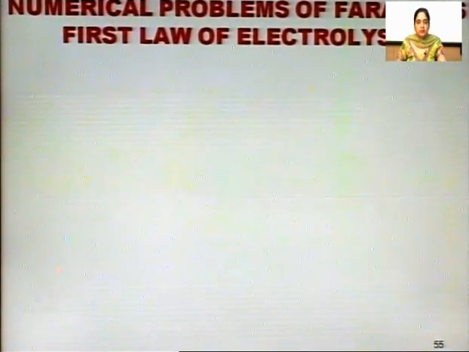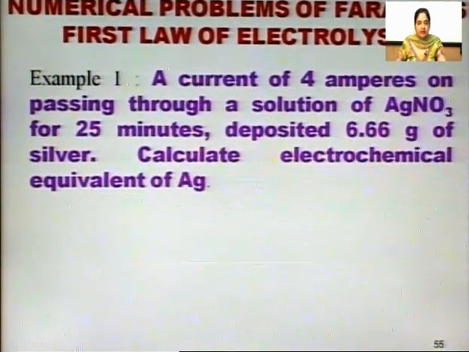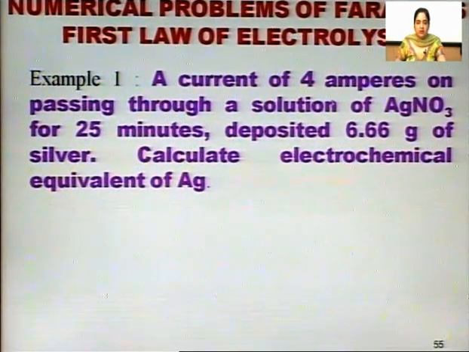Numerical problems of Faraday's first law of electrolysis. First example: a current of 4 amperes passing through a solution of silver nitrate for 25 minutes deposited 6.66 gram of silver. Calculate the electrochemical equivalent of silver.